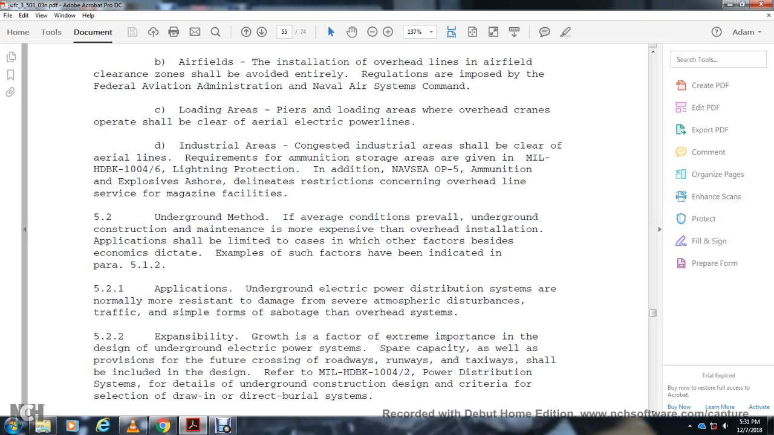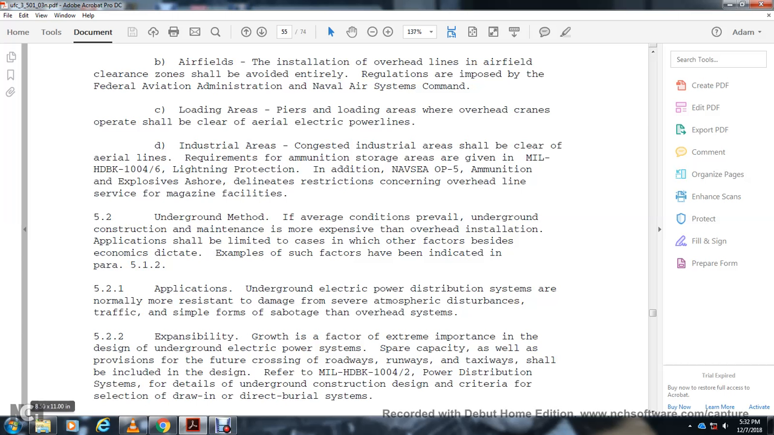Alright, application. Underground electrical power distribution systems are normally resistant to damage from the surface and atmospheric conditions, and have simpler performance than the overhead system. Expandability and growth are extremely important factors in the design of the underground electrical power system. Some capacity for future crossings of roadways, runways, and taxiways shall be included in the design, referred to in Military Handbook 1004.